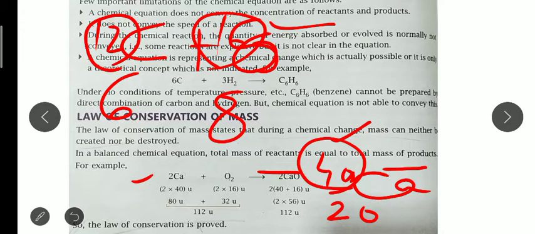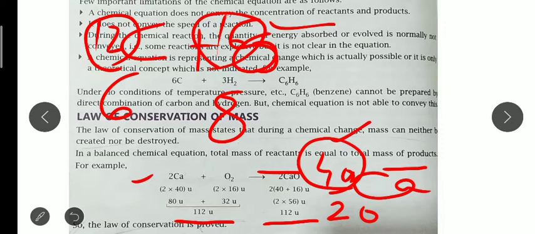Similarly, when you multiply 2 with the bracket of 40 and 16, first you add 40 plus 16, which is 56, and then 56 multiplied by 2 gives 112 u. So you can see that this balanced equation is following the law of conservation of mass, because when we solved it, we got the same atomic mass of 112 u at the reactant side and 112 u at the product side. So the law of conservation of mass is proved by calculation.